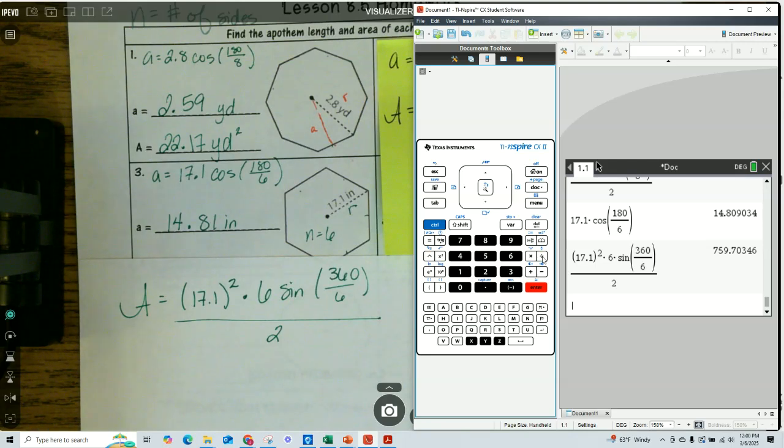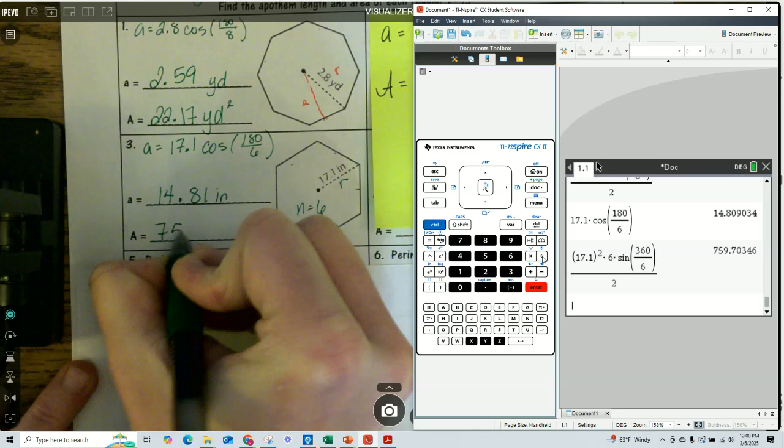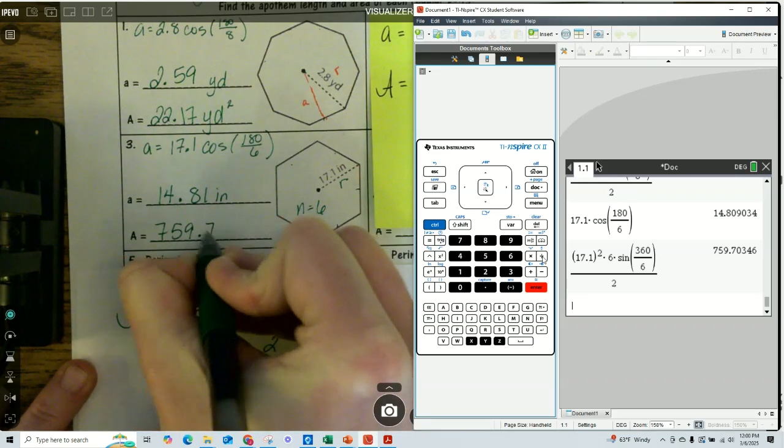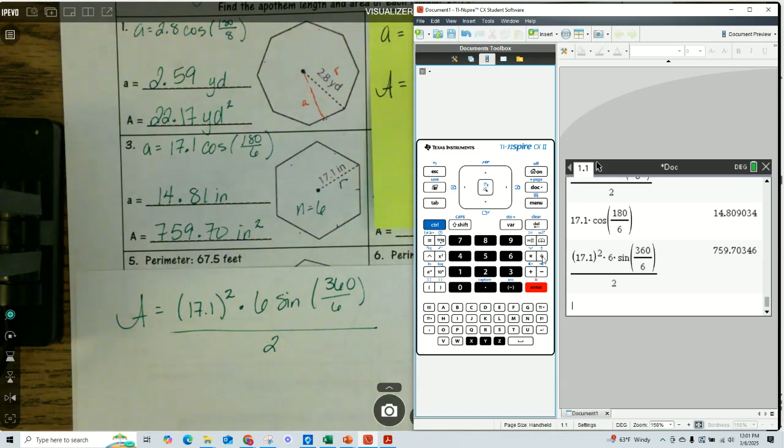I got 759. That's what I got the first time. So 759.70, and then this is inches squared. Okay.